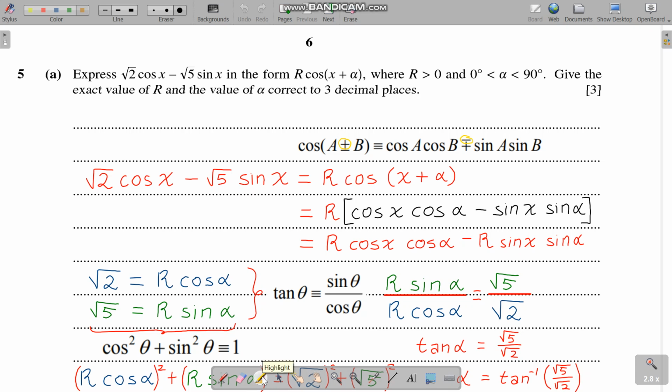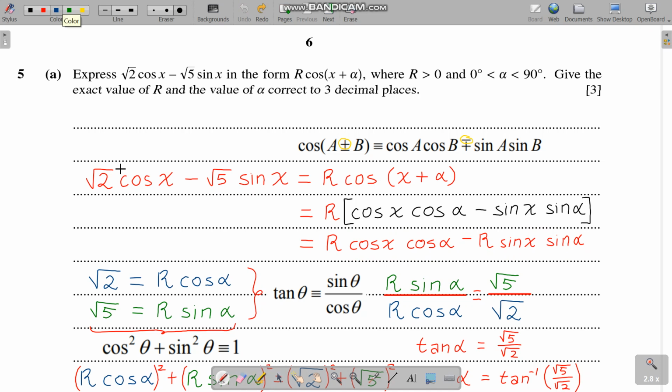Auxiliary angle method. So we have root 2 cos minus root 5 sine in the form r cos plus. For cos plus, we use the compound angle formula in MF19. For plus, the sign on top, we have to use minus. So cos minus sine. We express this in this form, and we use the compound angle formula to use cos minus sine, and without the square brackets we have r cos minus r sine, and then we analyze the coefficients on the left and on the right.